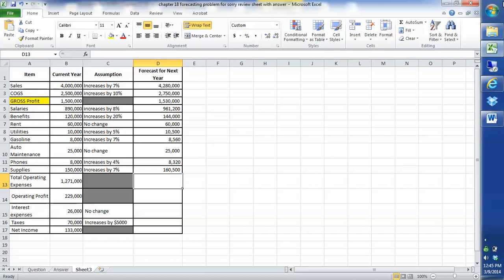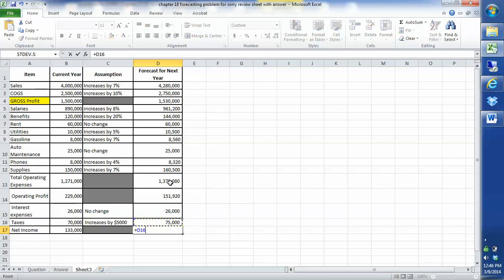Our total operating expenses is the sum, adding up the supplies, phones, auto maintenance, gasoline, utilities, rent, benefits, and salaries, right on up to the gross profit line. Our operating profit is just our gross profit up here minus our total operating expenses. And our interest expense, we're told there's no change. And we are told that our taxes are going to increase by $5,000. So we take the $70,000 and add $5,000 to it and get $75,000.